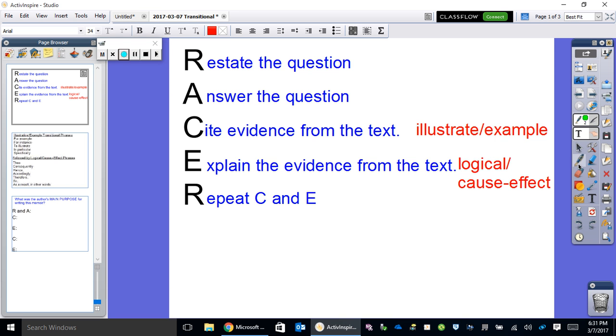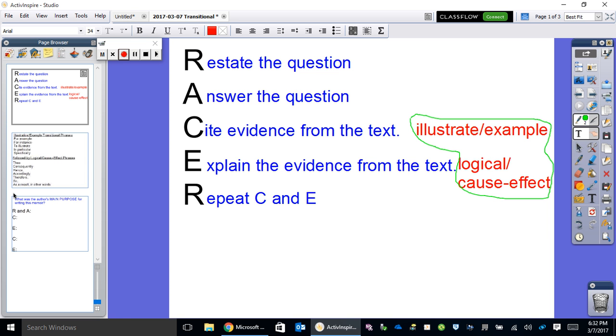And then the last thing that I'm going to add to the mix is that we're going to use transitional phrases twice that are about illustrating or examples as well as logical and cause and effect. So hopefully these are some new tools that you can use in your writing arsenal.